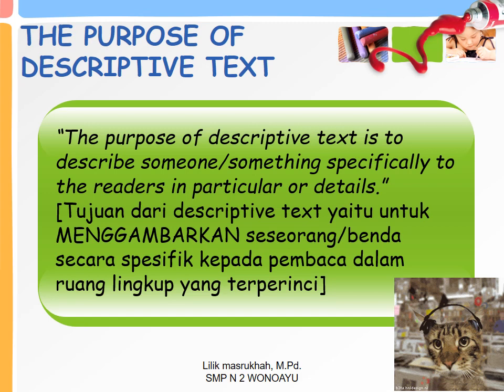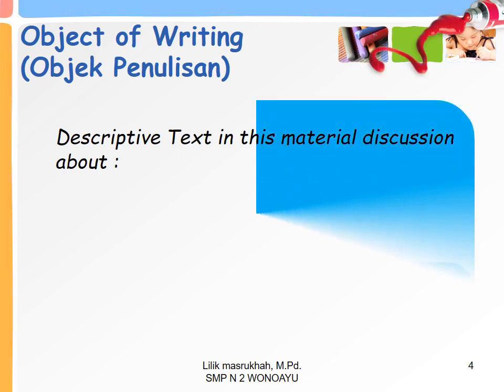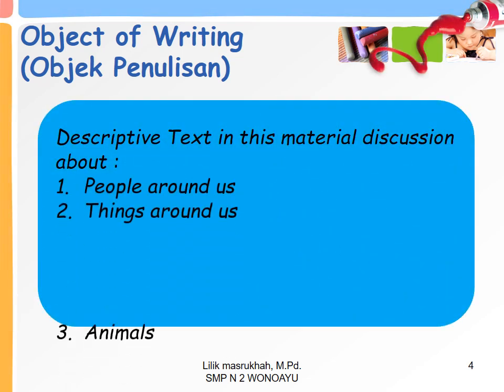The purpose of descriptive text is to describe someone or something specifically to the readers, in particular or in detail. So it uses adjective words. Descriptive text in this material, we will discuss: 1. People around us, 2. Things around us, 3. Animals.